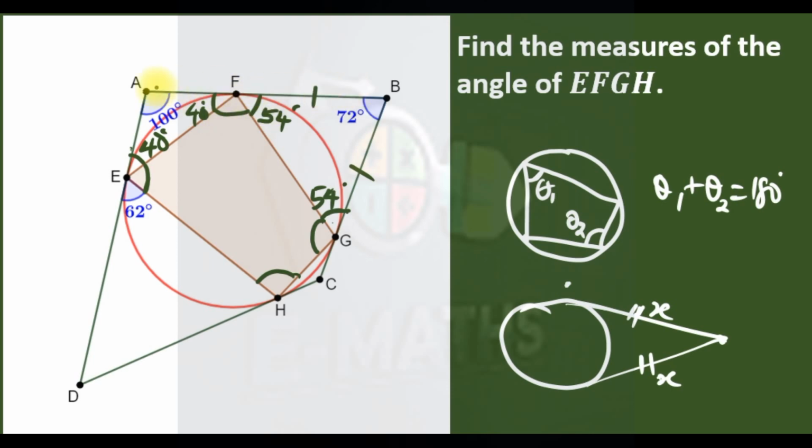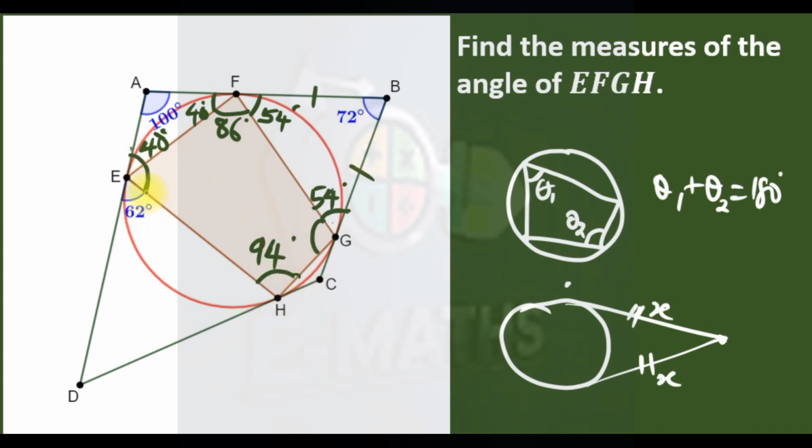This is a straight line, angle on a straight line. So the remaining is 180 minus the sum. 40 plus 54 is 94. 180 minus 94 is 86. So it's 86. Since here is 86, the answer here will be 180 minus 86, because in a cyclic quadrilateral opposite angles are supplementary. So the answer is 94.